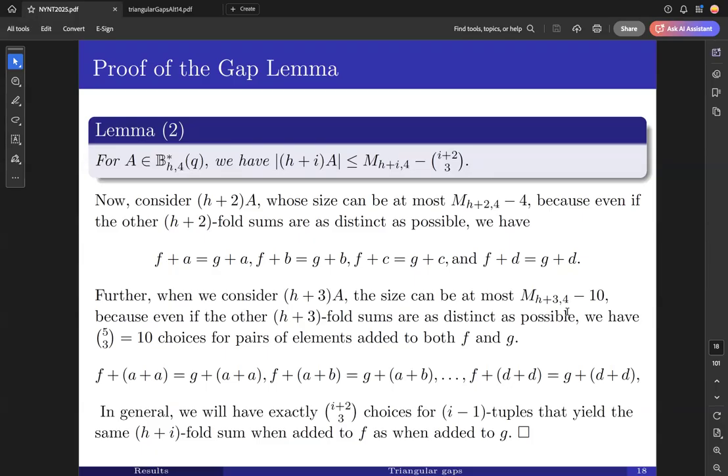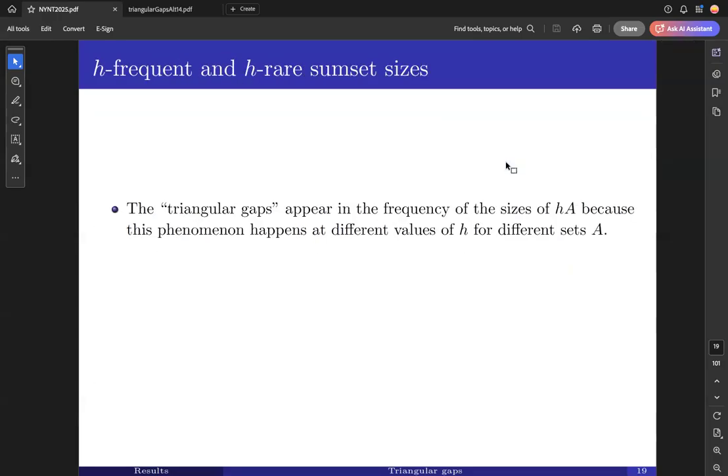So the last big thing I want to do is the proof of theorem 2. If my computer allows it, there we go. It wasn't letting me switch slides for a minute. And to get to this, I want to start quantifying what I've called H frequent and H rare sumset sizes. And this is basically, is it big O of Q squared, or is it big omega of Q cubed, that is going to be the dividing line.